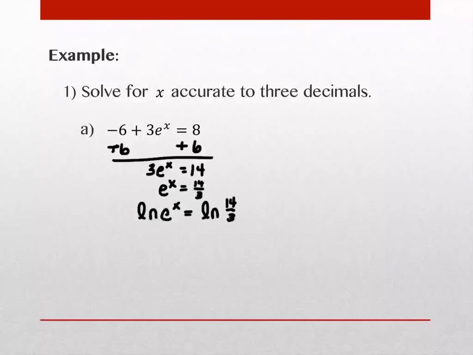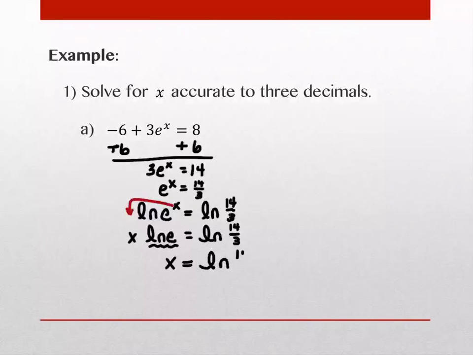On the left-hand side, then, properties of exponents say that the exponent of the x can come down in front, and I have x natural log of e. And why is that friendly? Yeah, the natural log of e is actually 1. So this gives me just x on the left, because this quantity right here is the value 1. And I've got the exact answer, which is natural log of 14/3.